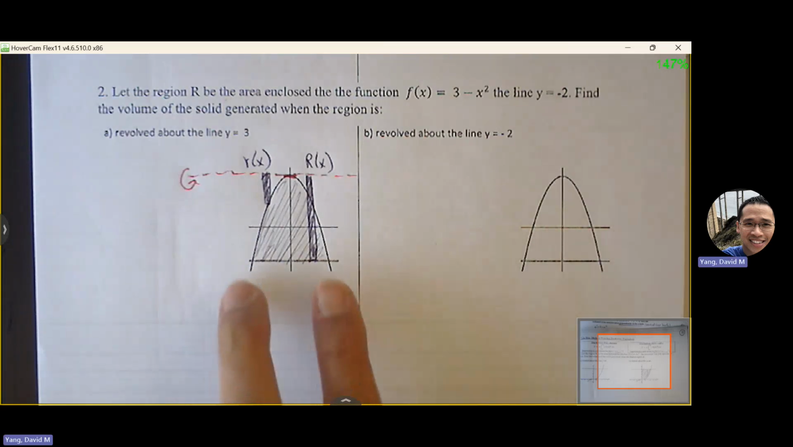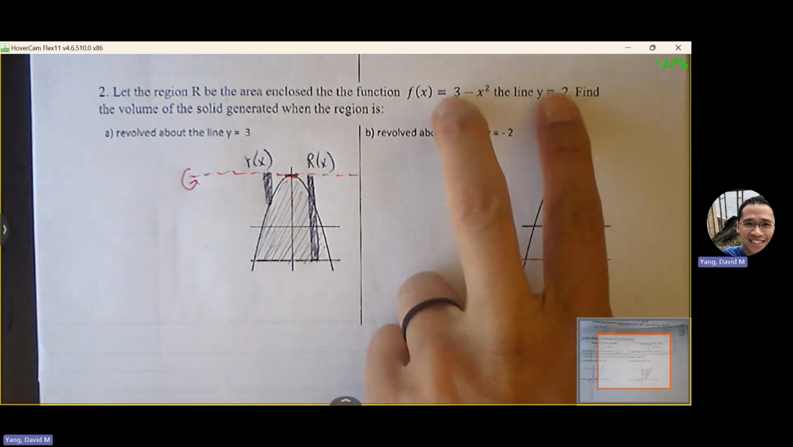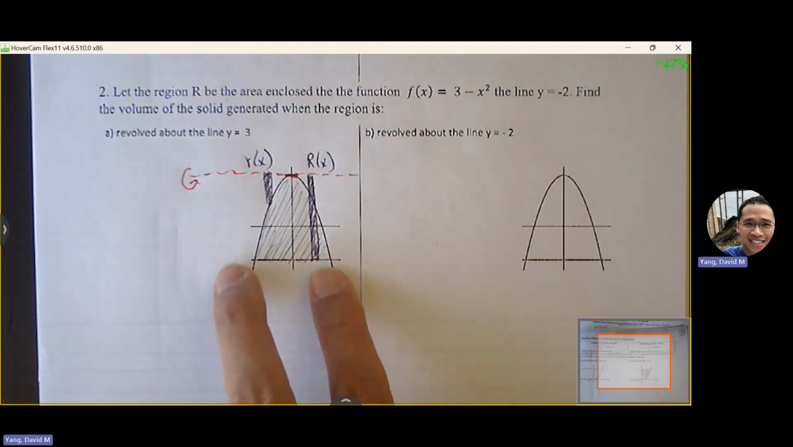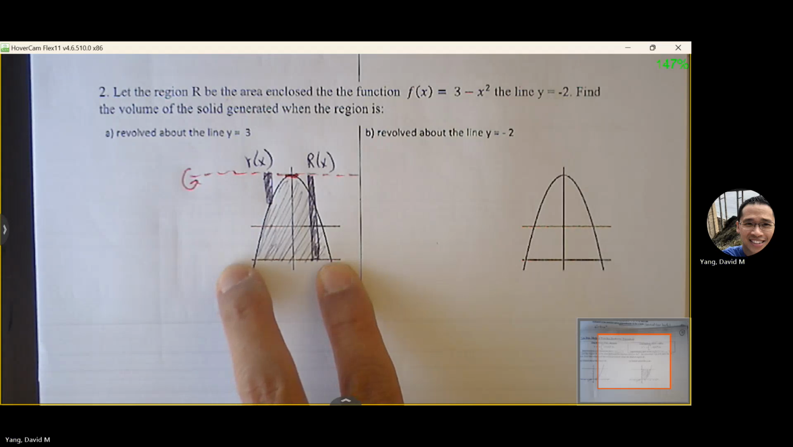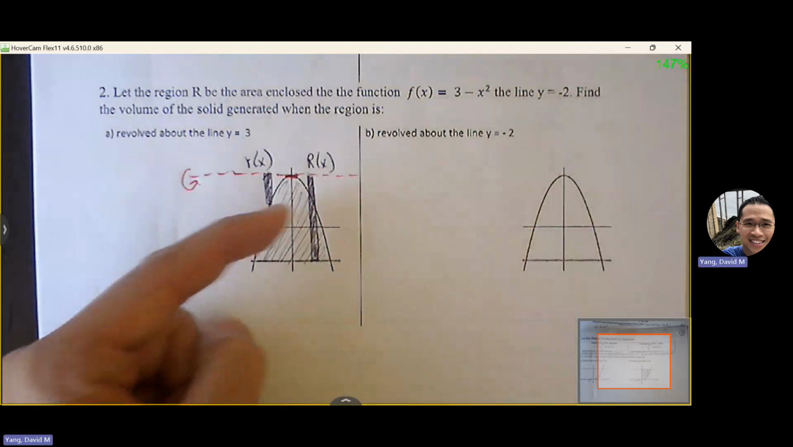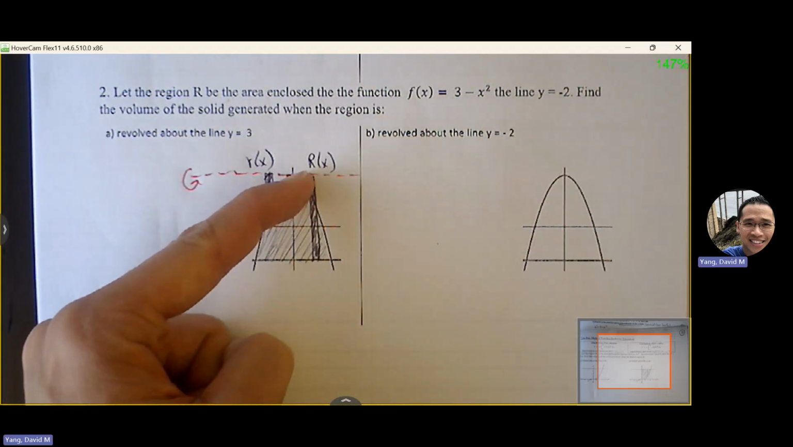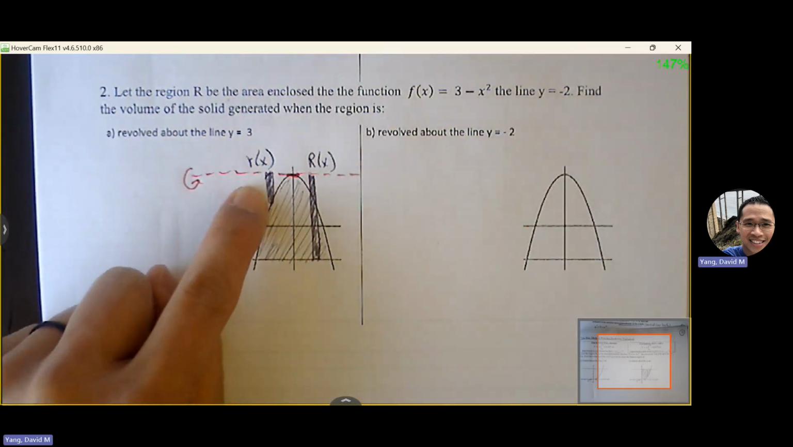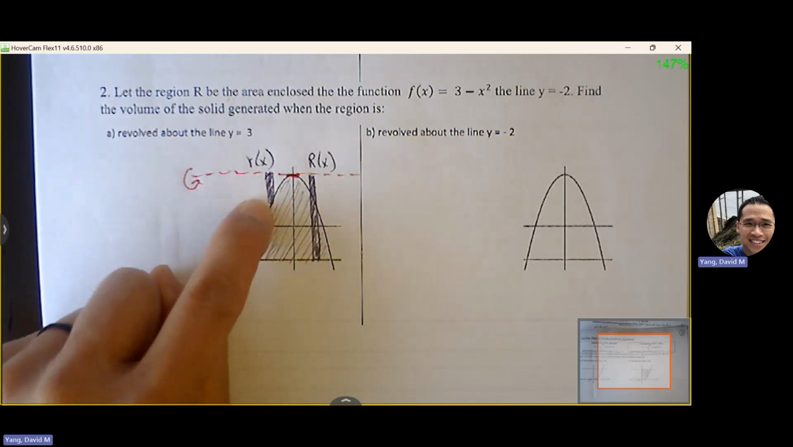When I set the curve equal to the line, I got -2 equals 3 minus x squared. X squared equals 5. X equals plus or minus √5. So those are my bounds. Big radius is 3 minus -2. That's big R. And then 3 minus parentheses 3 minus x squared. That's going to be my little r.